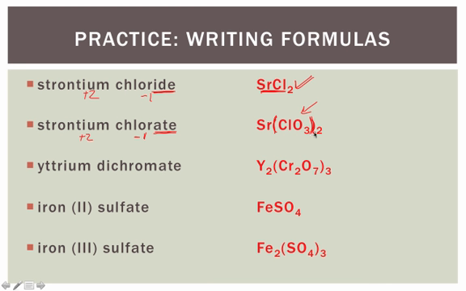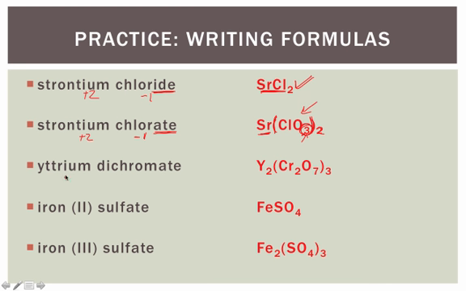We need 2 chlorates to balance that out, and as we talked about before, we use parentheses around this to say that we need 2 of these ClO3s. Lastly, don't let this 3 in here trick you. It doesn't mean that there's 3 chlorates. ClO3 is the symbol for the chlorate ion, just like strontium's symbol is Sr. This symbol just happens to include a number.